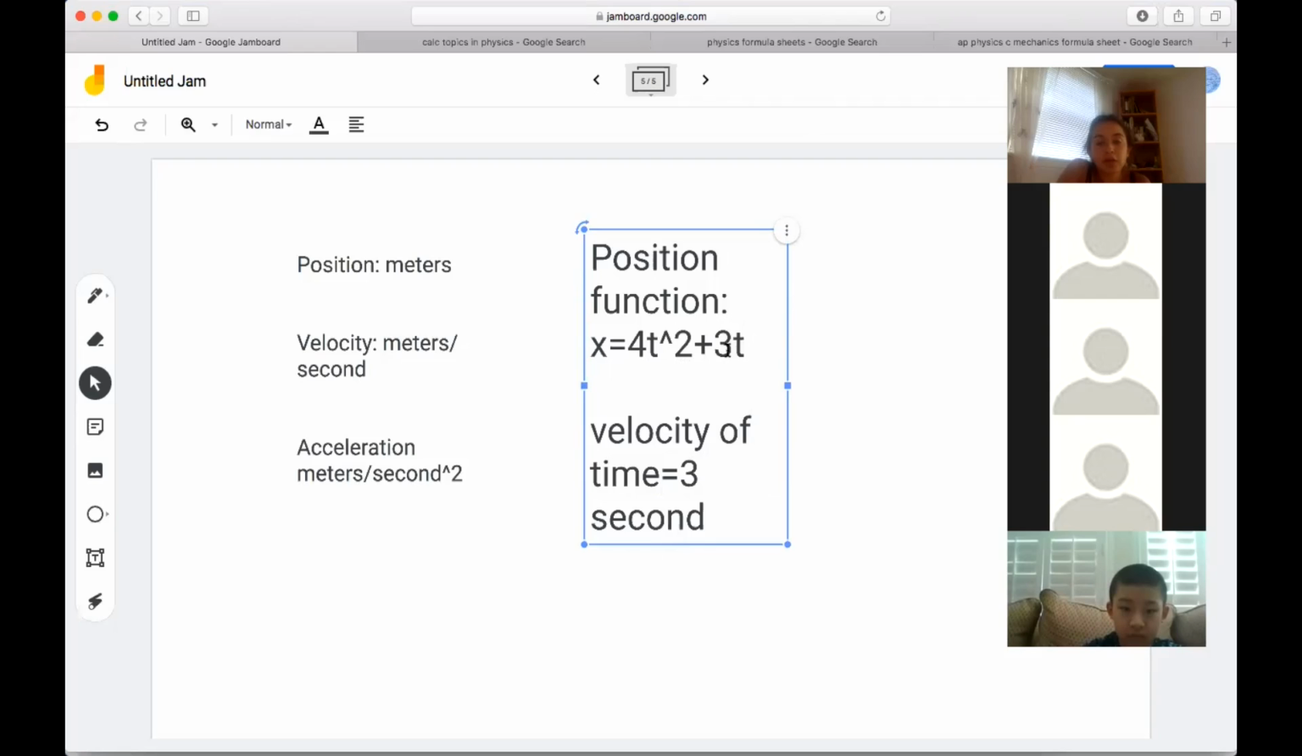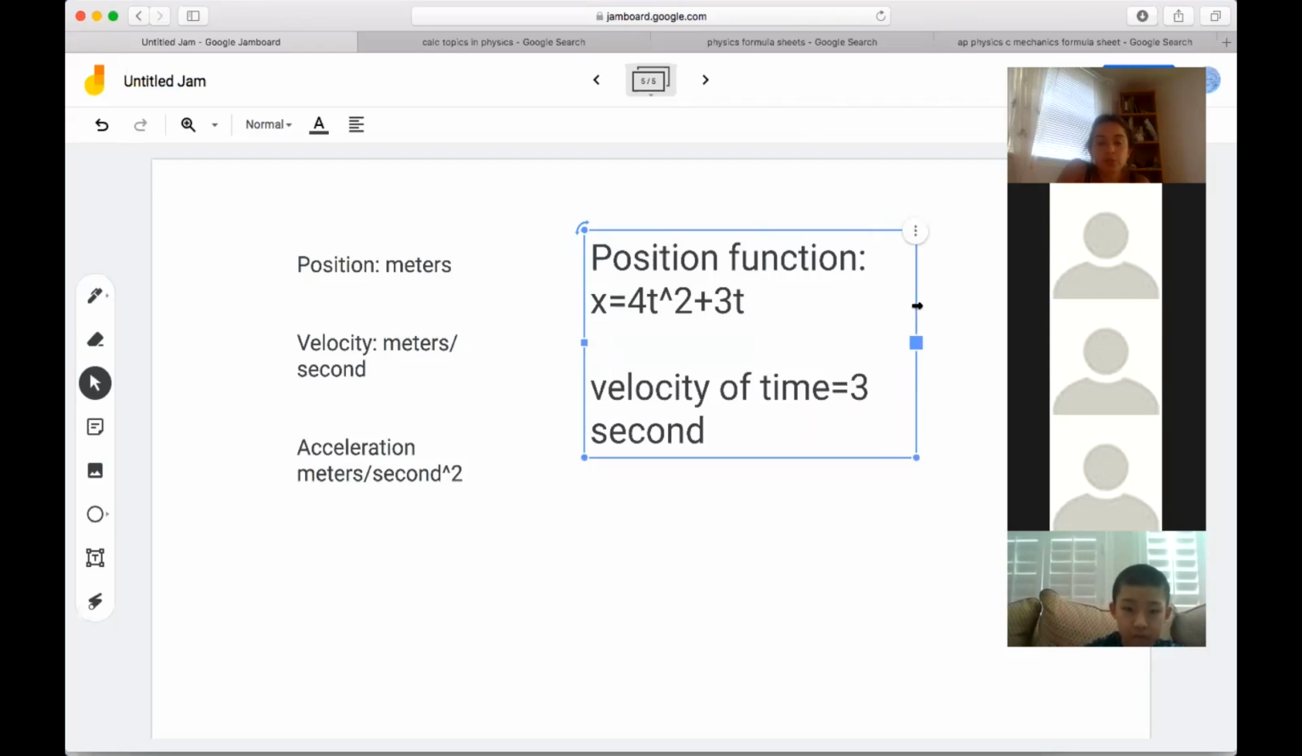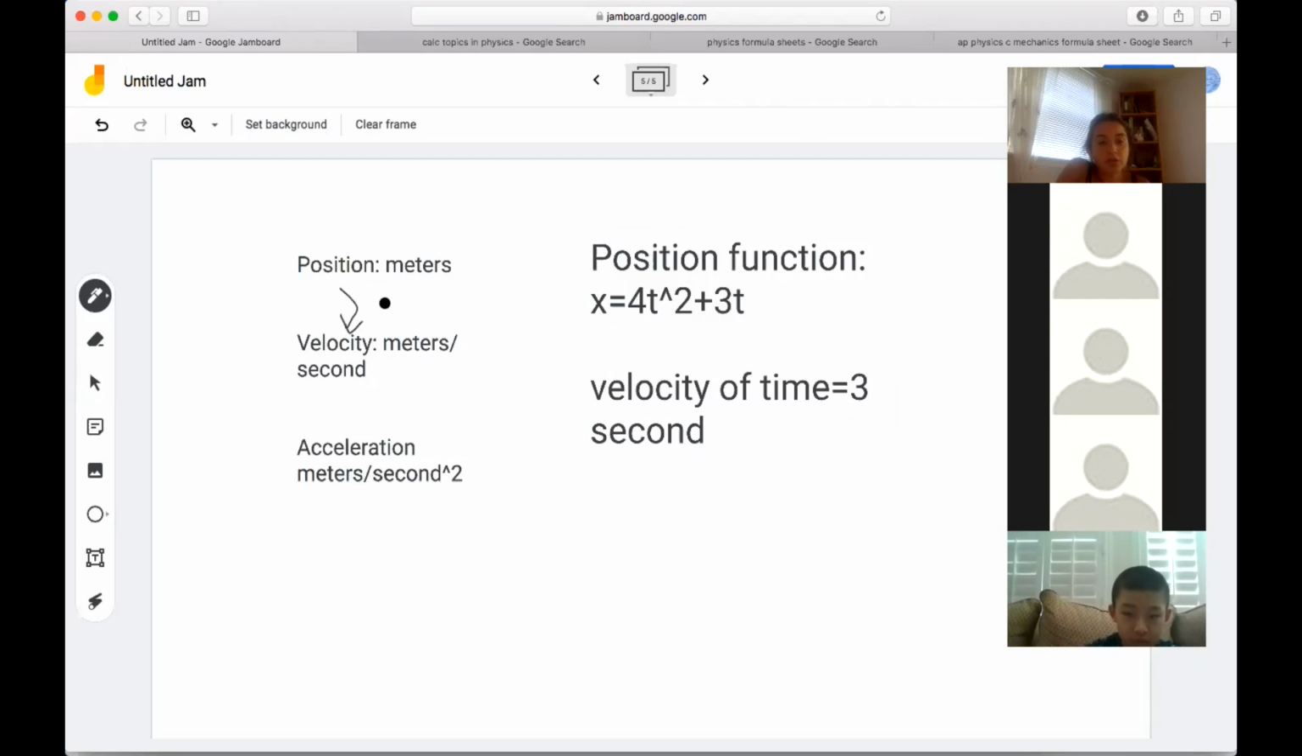In this case, you might think, oh, I only have the position function. But actually, you can use calculus on the position function to find the velocity. To go from position to velocity, you just take the derivative. And to go from velocity to acceleration, you just take the derivative. So to go from position to acceleration, you take the second derivative, which is the derivative twice.